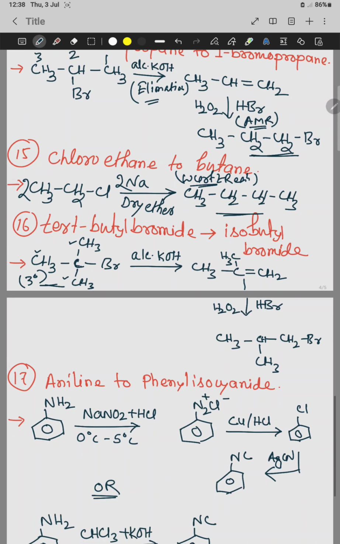Okay, when you do the elimination reaction, then you will get the alkene, and then again you will apply the anti-Markovnikov rule, so you will get your product.